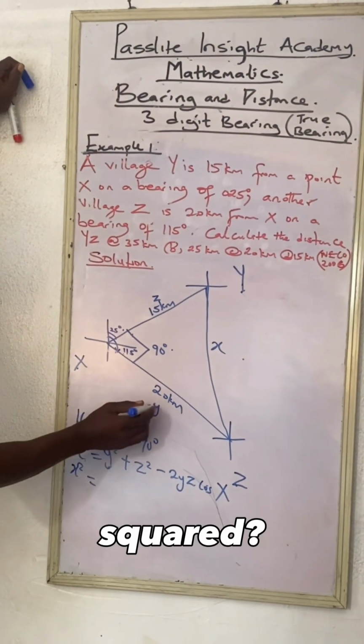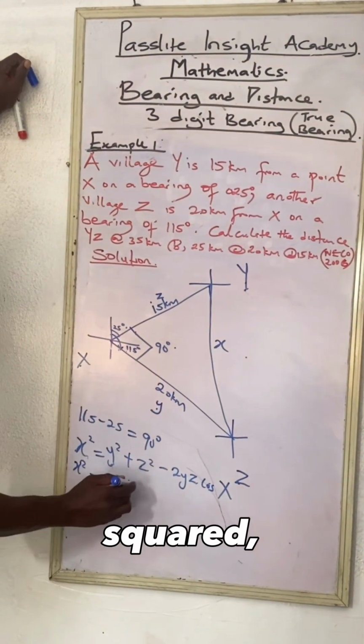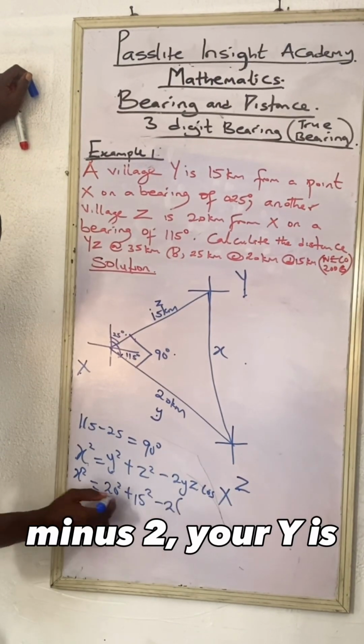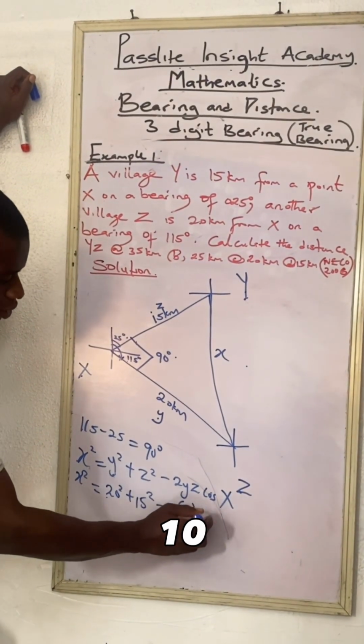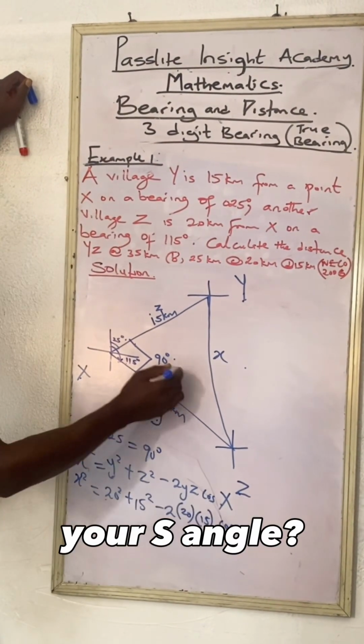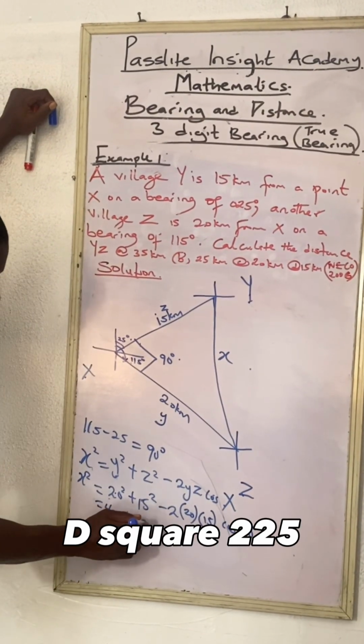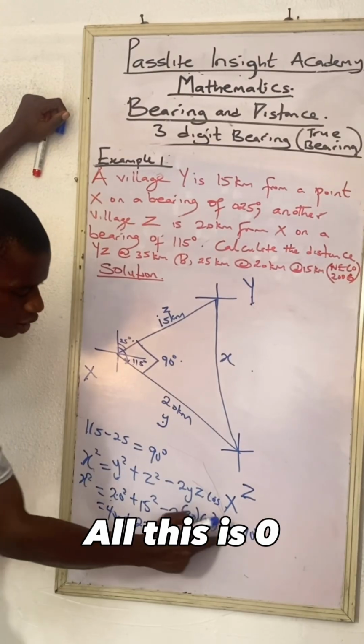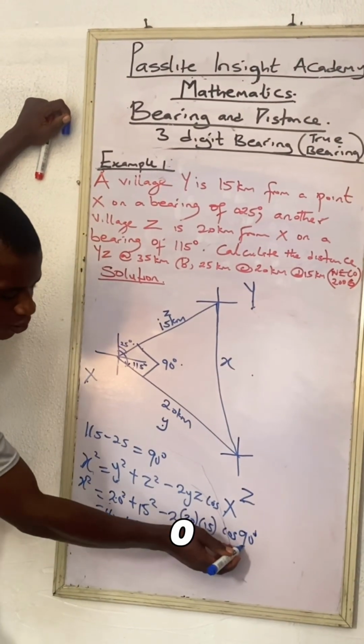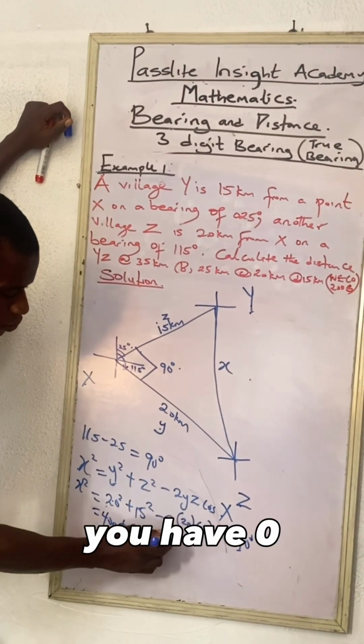So S squared. What is Y squared on the board? 20 squared. What is Z squared? 15 squared, minus 2. Your Y is 20, your Z is 15, cos of your S angle, 90 degrees. This is 400, this is 225, minus all this is 0 because cos 90 is 0. So times all this, you have 0.